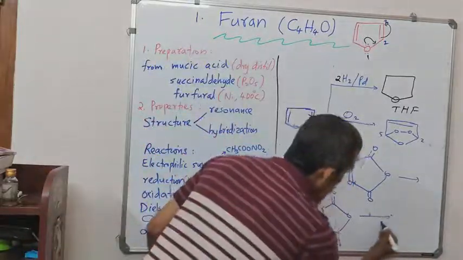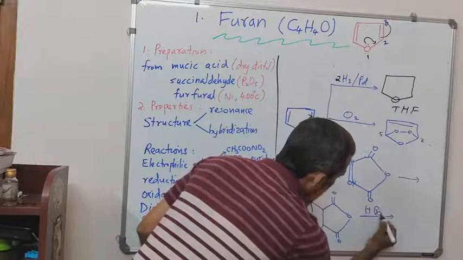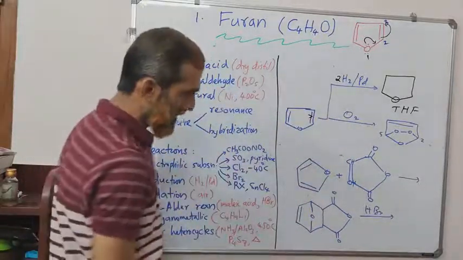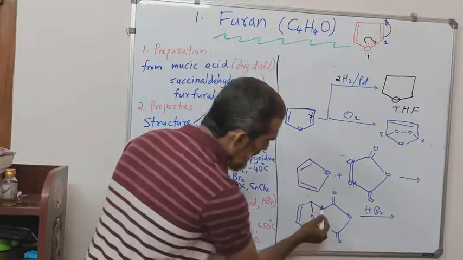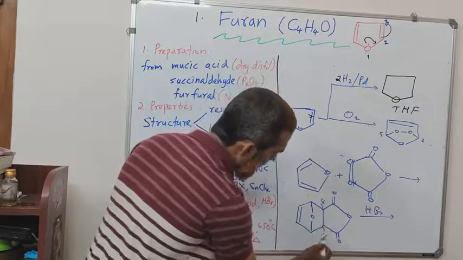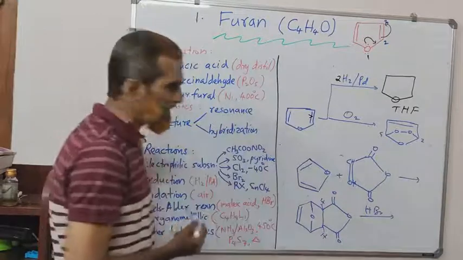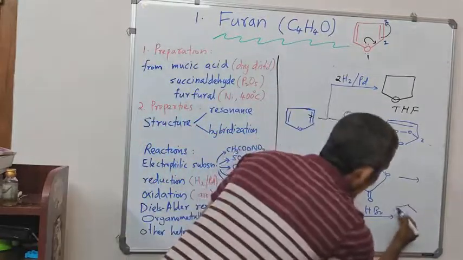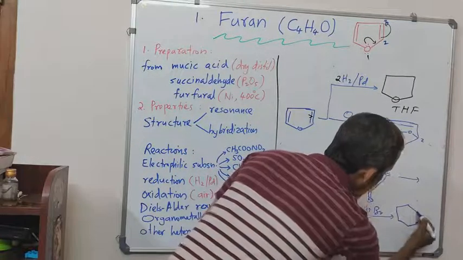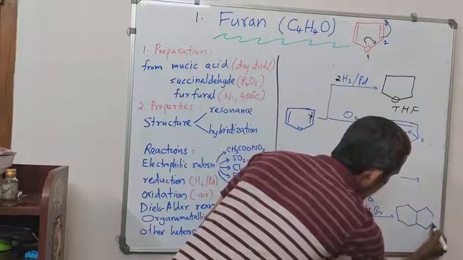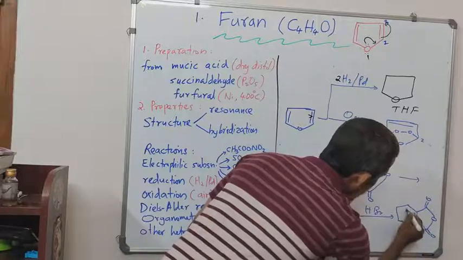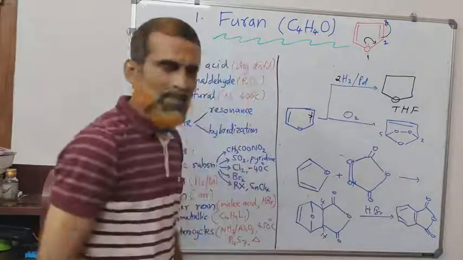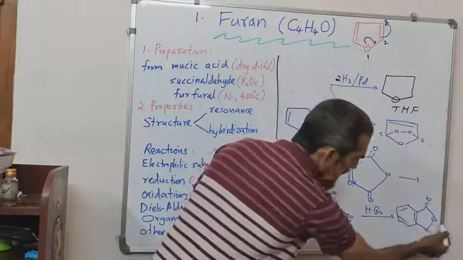This, when treated with HBr, undergoes dehydration, and this becomes fully saturated, because there is a hydrogen here and one here, so it can lose water easily, and the final product is this one. Can you name this final product? Let me draw. What is it? This is phthalic anhydride.